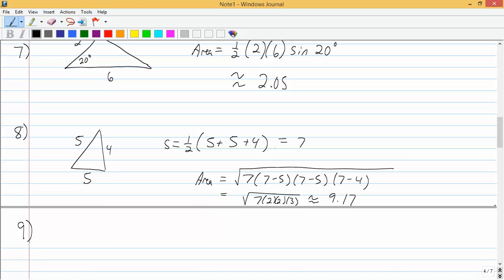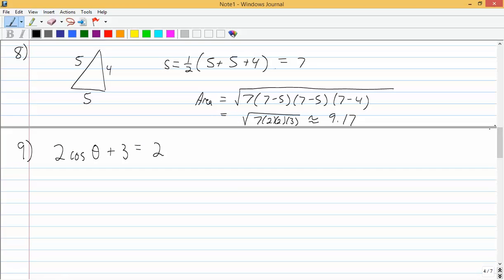Number 9, solve the equation on the interval from 0 to 2 pi. 2 times the cosine of theta plus 3 equals 2. So to solve for theta, you want to get cosine of theta by itself. Start out just like you would on a linear equation. So I've gotten cosine by itself. I get cosine of theta equals negative 1/2.